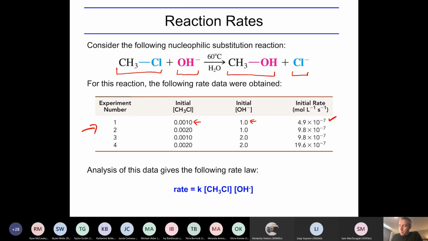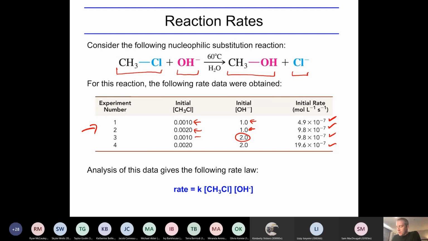If we then double our concentration of what we call our substrate, our alkyl halide, and leave hydroxide alone, that leads to a rate that's twice as fast. So you double the rate by doubling the concentration of CH3Cl. If instead you look at experiment 3, you doubled the hydroxide instead of doubling the methyl chloride, that also doubles the rate. Or you could double them both, and you see a rate that's 4 times.